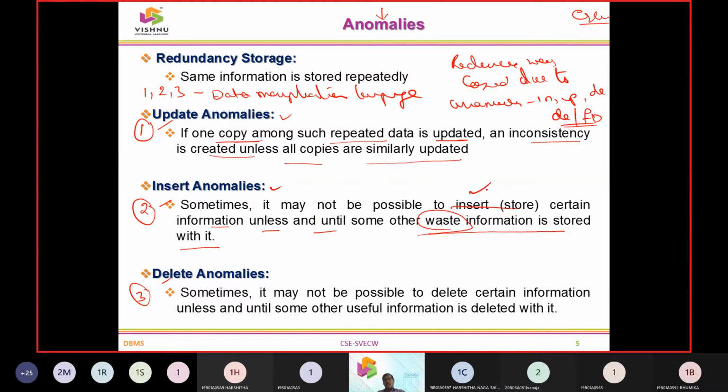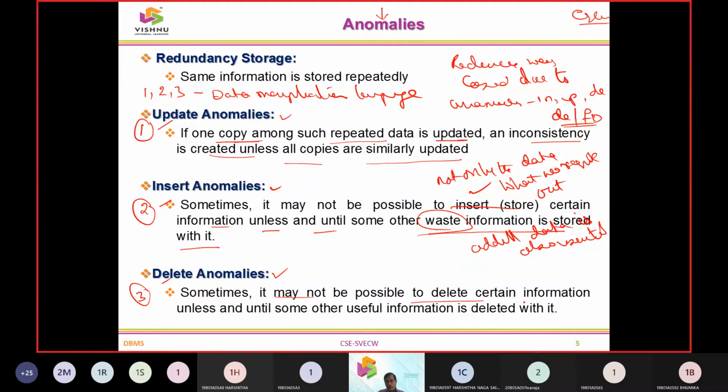So when an insert operation happens, not only the data what we require, but additional data is also inserted. We call that case an insert anomaly. Next comes the delete anomaly.